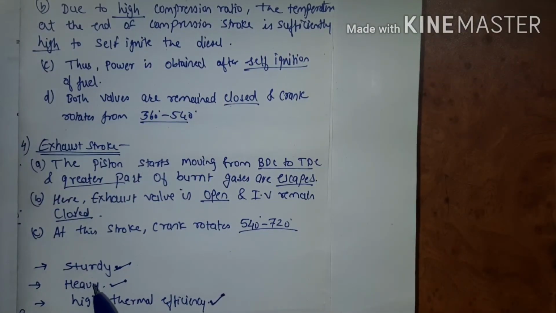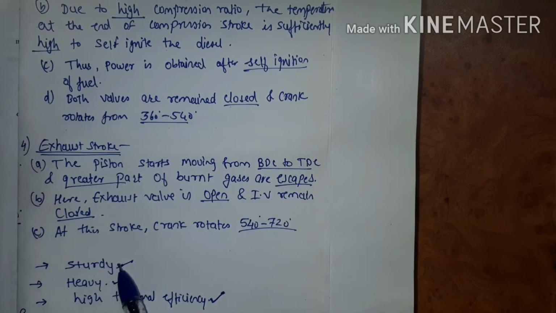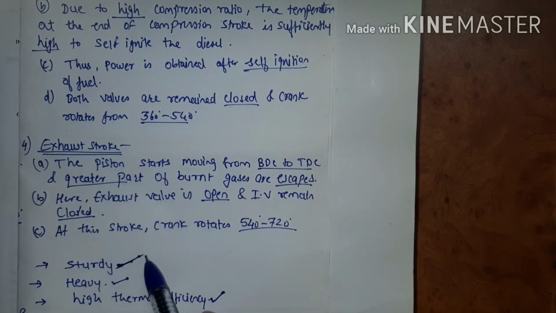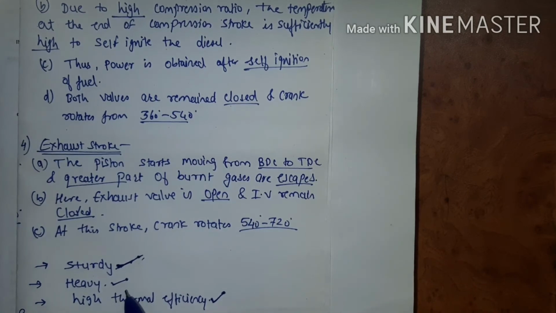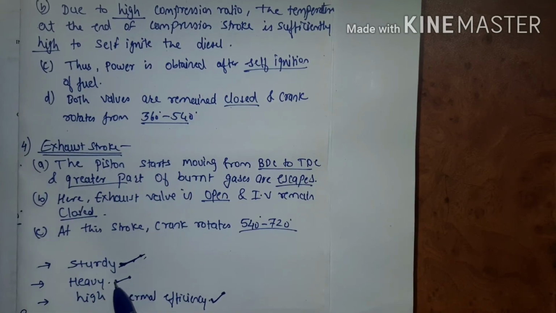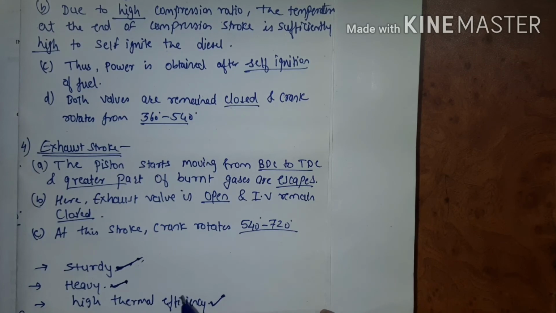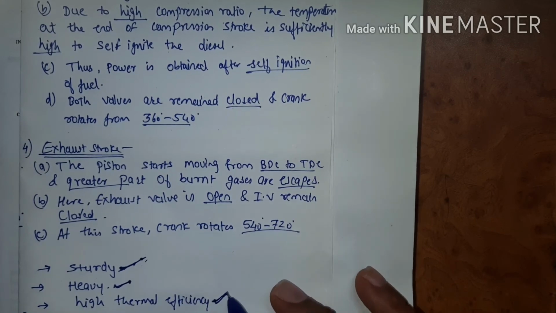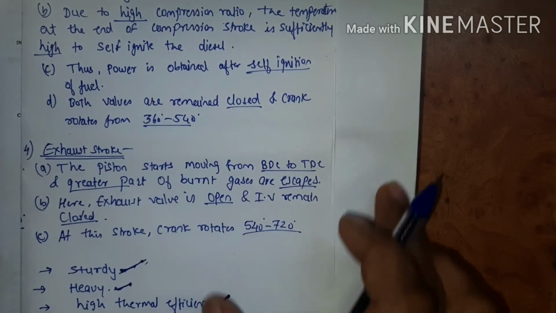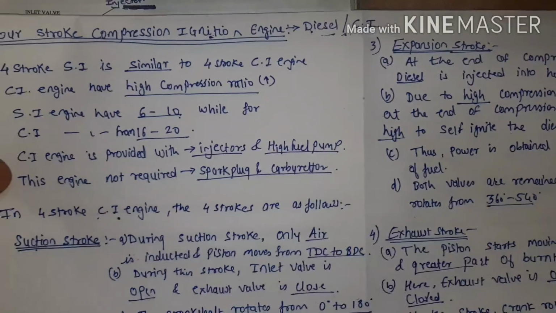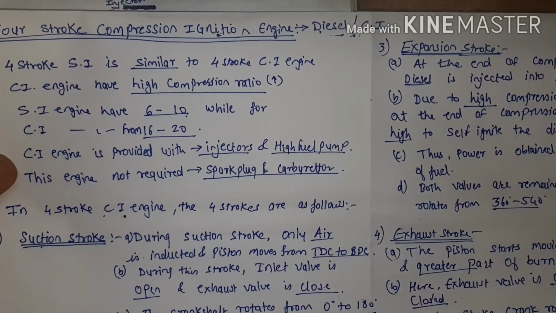Due to the higher pressure in the cycle of operation of the C.I. engine, the C.I. engine is sturdier than the spark ignition engine for the same output. This results in the C.I. engine being heavier than the spark ignition engine. However, the thermal efficiency of the C.I. engine is more than that of the S.I. engine. In this way, I have explained all the 4 strokes of the 4-stroke compression ignition engine.